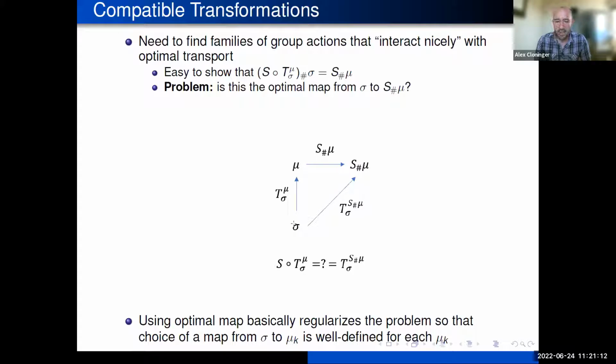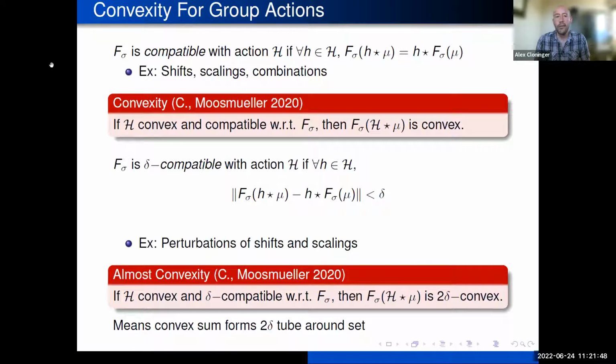Another way I could go from sigma to S push mu would just be to do the optimal transport between sigma and S push mu directly. Okay. What I'm interested in is, all right, this was the optimal way to get there. This was a roundabout way to get there. When is the roundabout way about the same as the optimal way? That's the central question. When the roundabout way is the optimal way, that is a very, very nice S. It's very easy to work with. Okay. So we call that a compatible transformation.